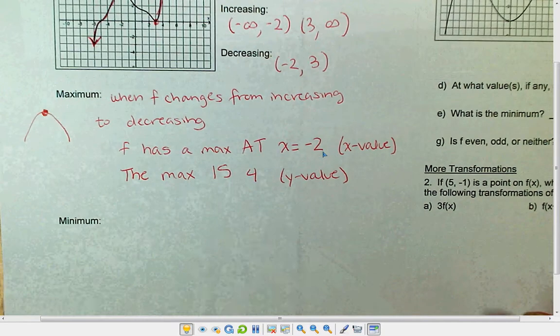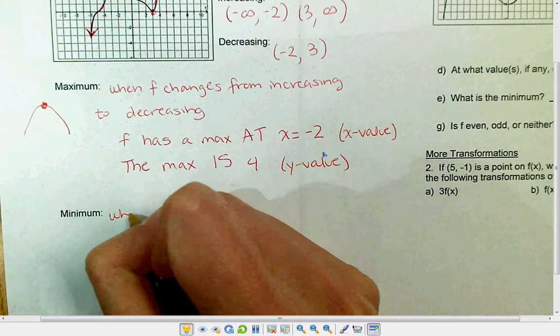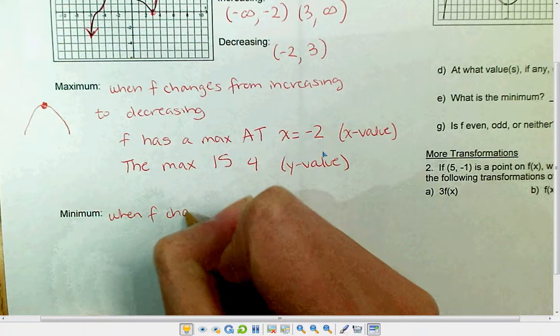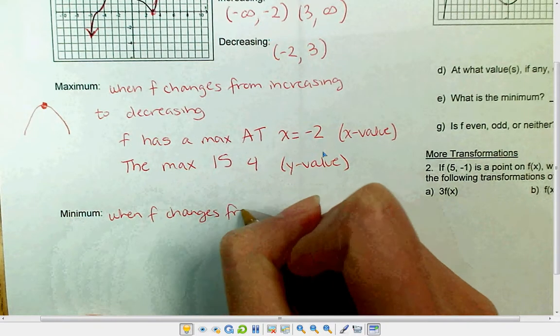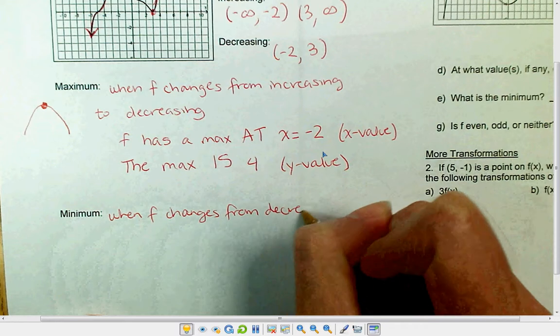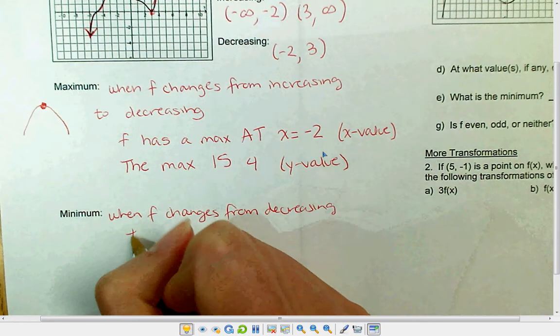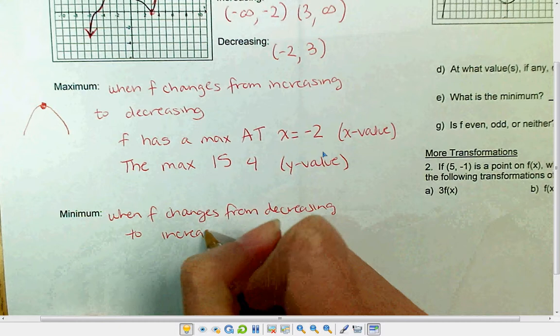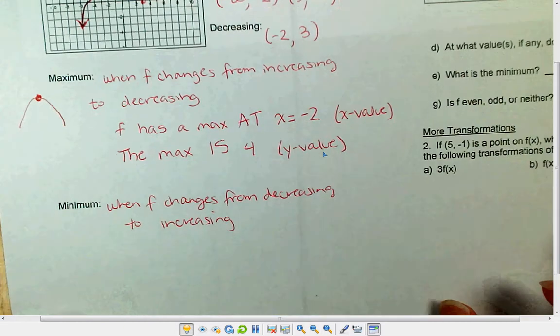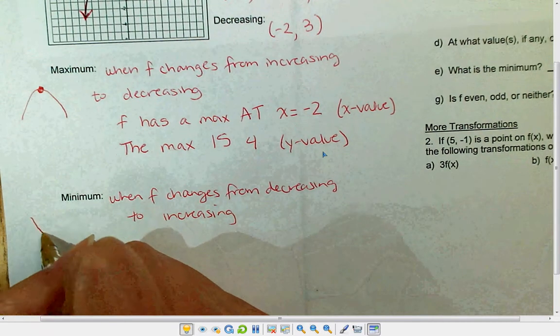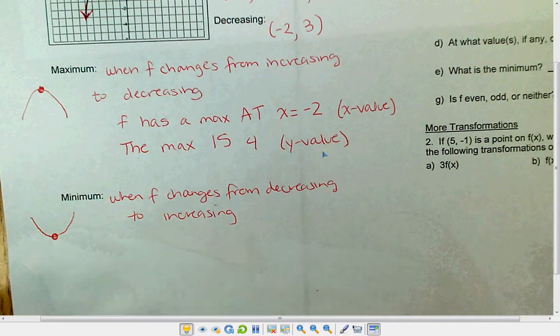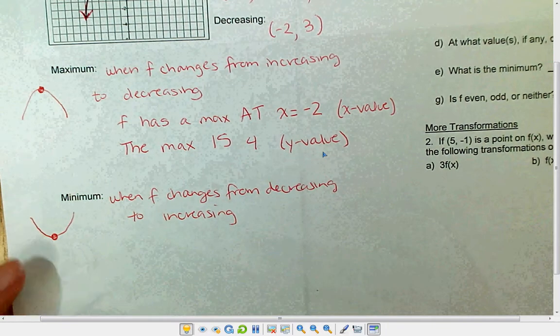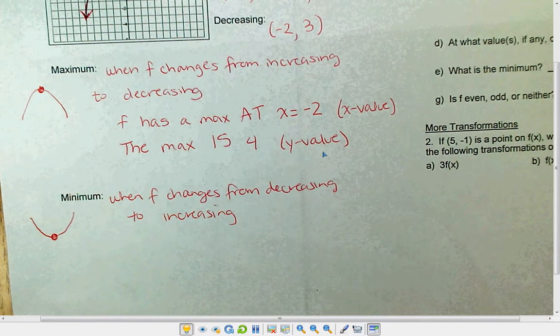Now let's look at our minimum. So our minimum is when f changes from decreasing to increasing. So it's just the opposite. So if it was going down and suddenly it starts going up, that's the point where your minimum is going to occur, just like at the bottom of the valley.